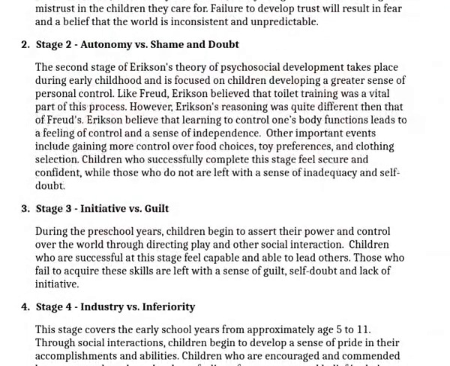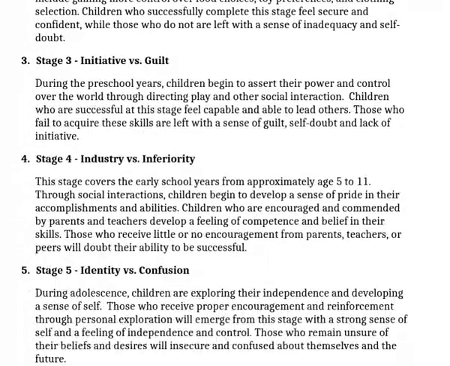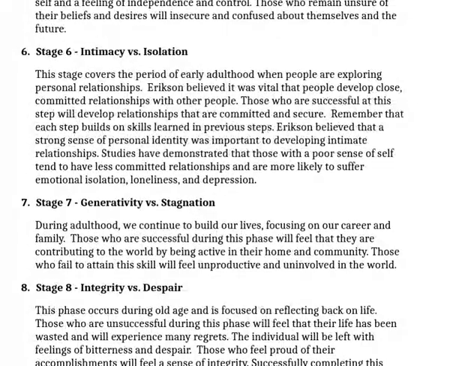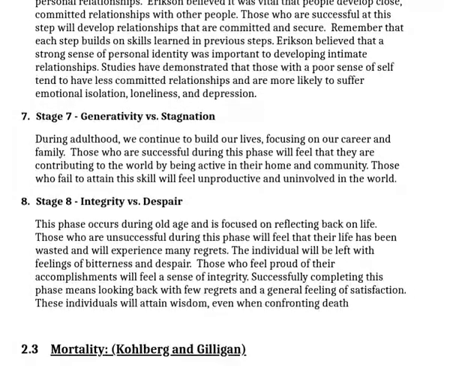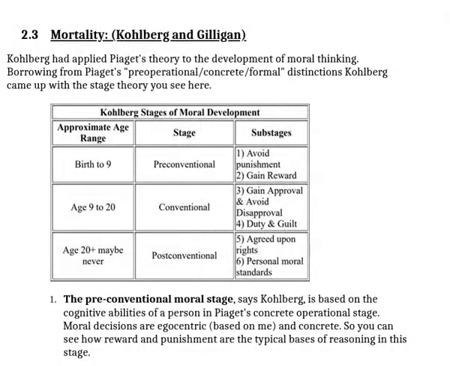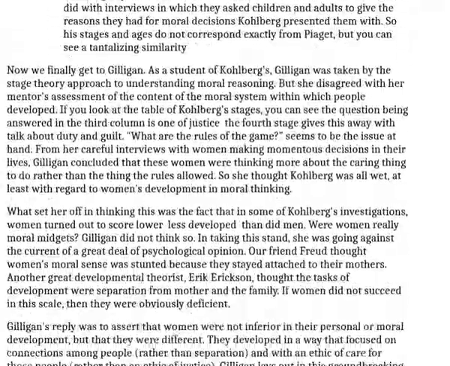Then autonomy versus shame and doubt, initiative versus guilt, industry versus inferiority, identity versus confusion, intimacy versus isolation, generativity versus stagnation, integrity versus despair. Then morality: conventional, pre-conventional, post-conventional. Specifically in the pre-conventional stage, from birth to 9, children want to avoid punishment and they want reward and approval, and they are making their own values.